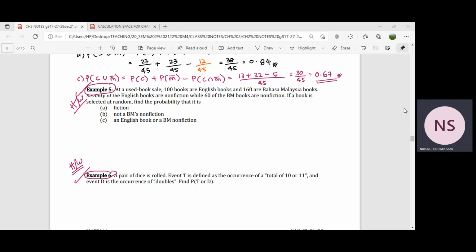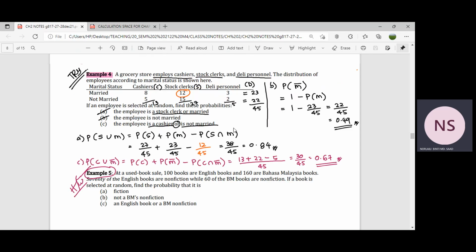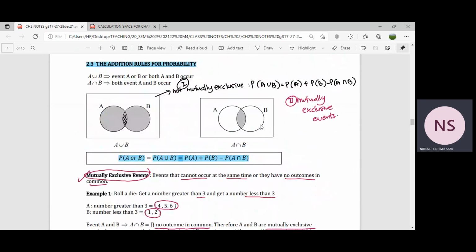Inshallah, in this video, Madam will teach you the solution for our homework. Last time we stopped at this example 5. Before that, we would like to recall section 2.3. For 2.3, we have the addition rules for probability.